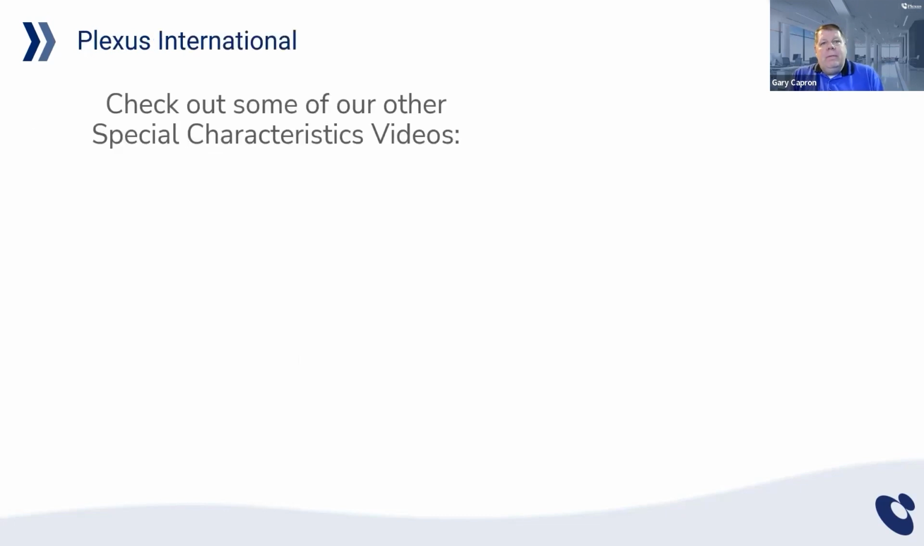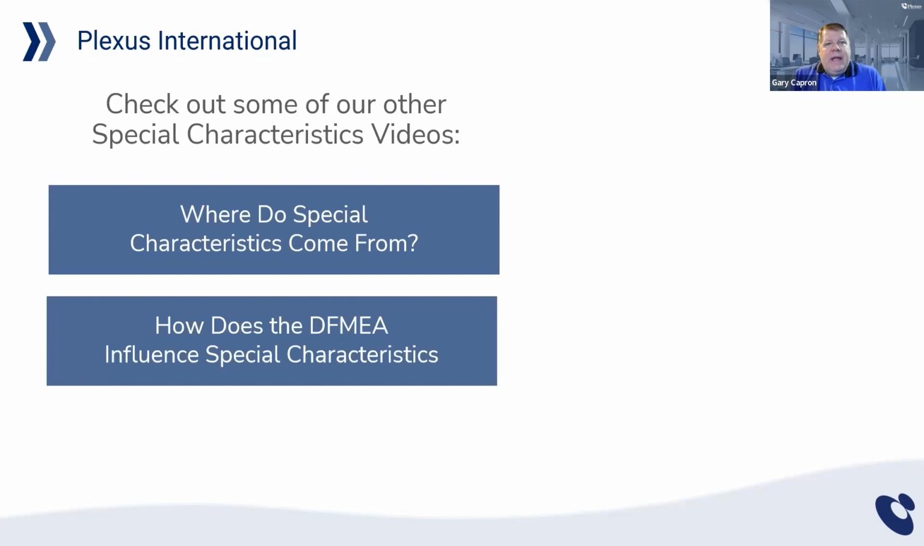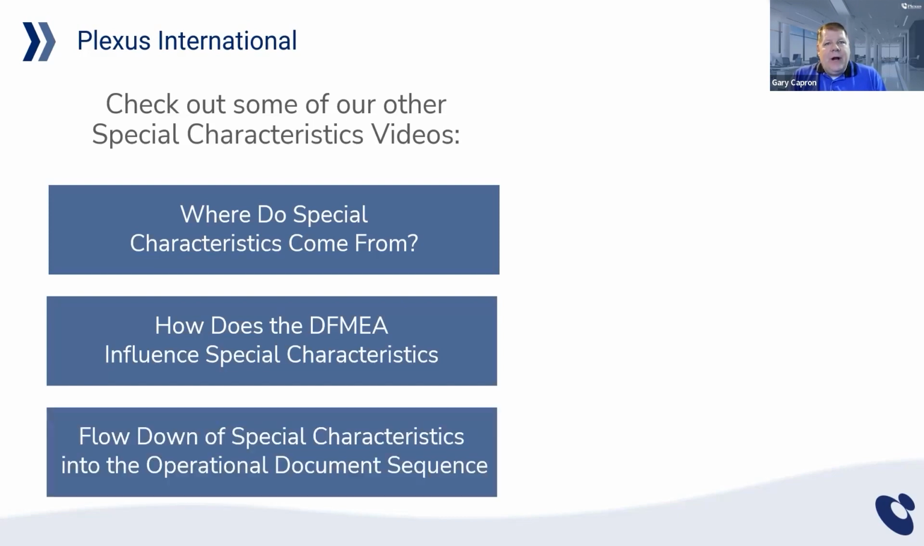I hope this video has helped clarify some of the misunderstanding around special characteristics. For additional help, make sure to watch some of Jeremy's videos on special characteristics, including where do special characteristics come from? How does the DFMEA influence special characteristics? And the flow down of special characteristics into the operational document sequence.